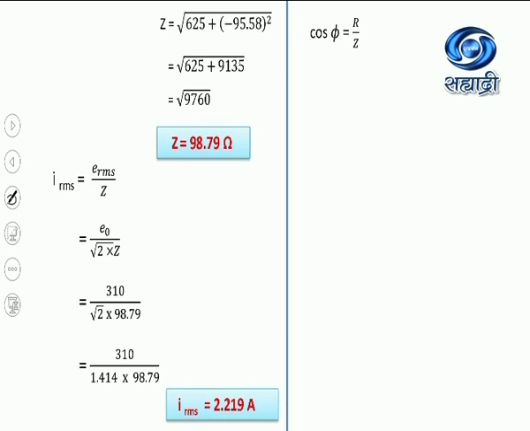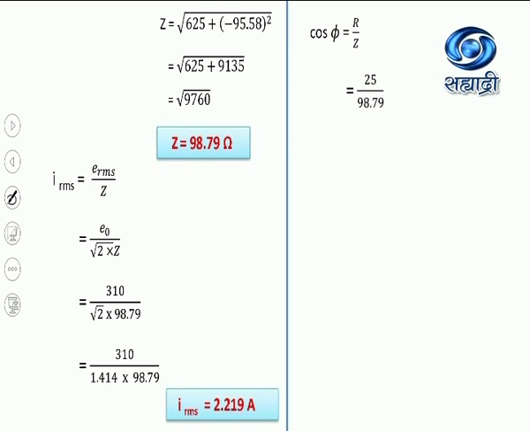Now to find out the phase there are different formulae. If you remember, for an LCR series circuit, sin phi is XL minus XC upon Z. Cos phi is R upon Z. And tan phi is XL minus XC upon R. So here, out of these three formulae, cos phi is easy to solve, and that's why that formula is being chosen. So cos phi is equal to R upon Z.